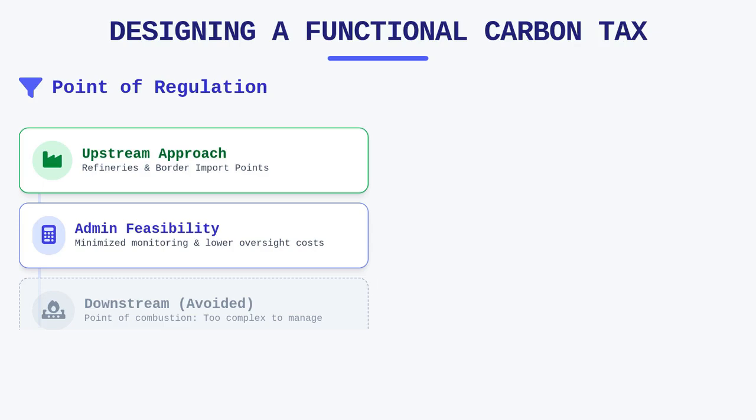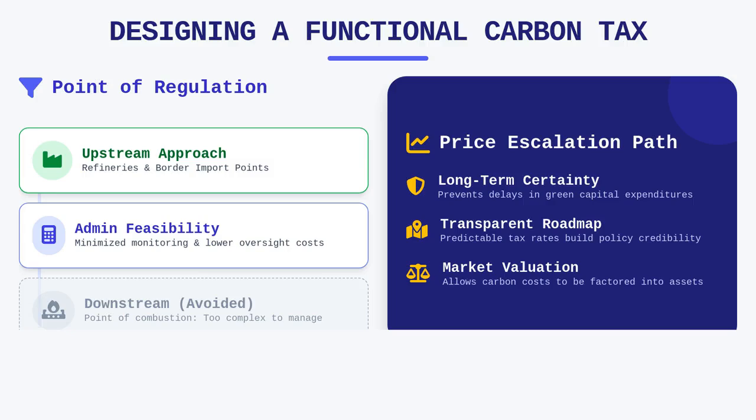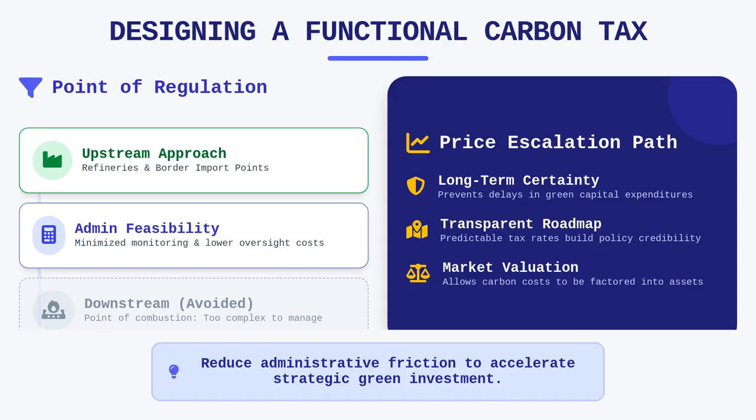Once the point of regulation is set, the government must establish a price escalation path to provide long-term certainty. Without a predictable increase in tax rates over time, businesses might postpone capital expenditures on green technology, expecting a policy reversal or stagnation. A credible, transparent roadmap allows capital markets to factor future carbon costs into asset valuations today, which is essential for long-term strategic planning.